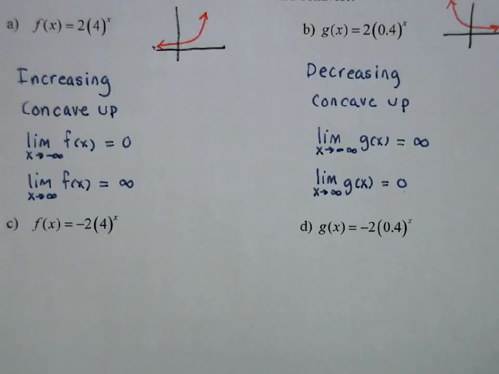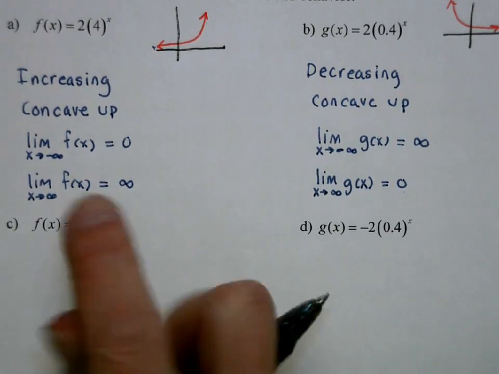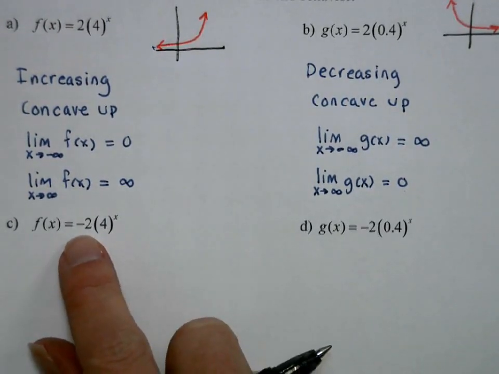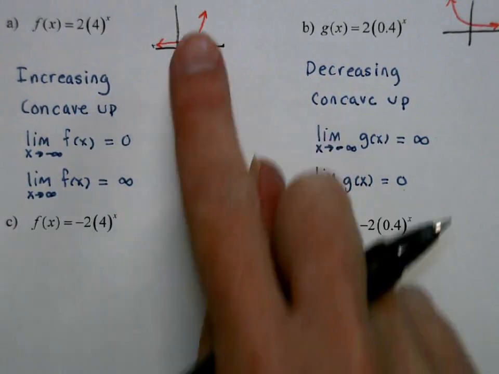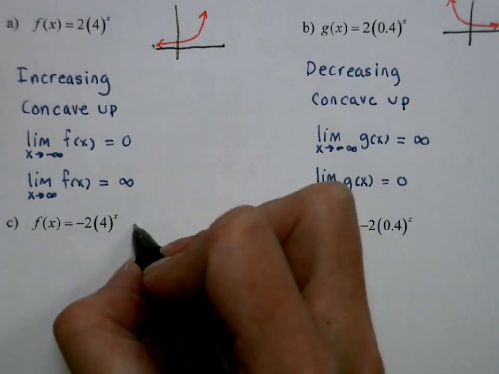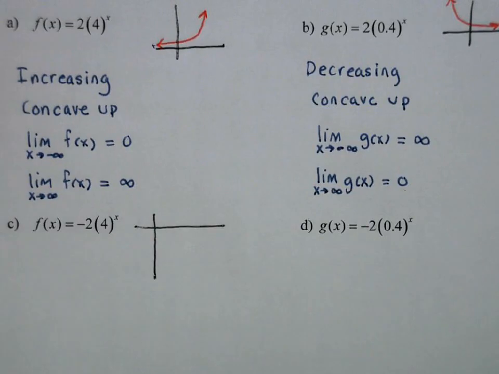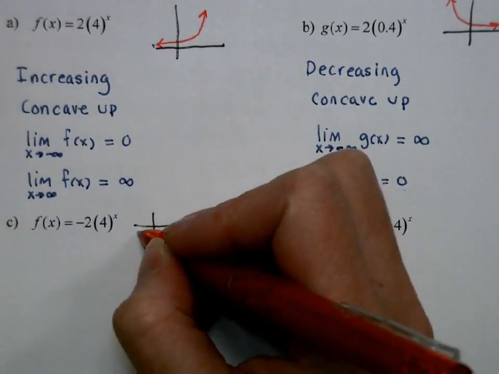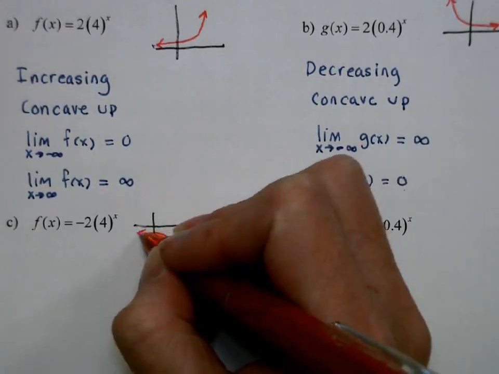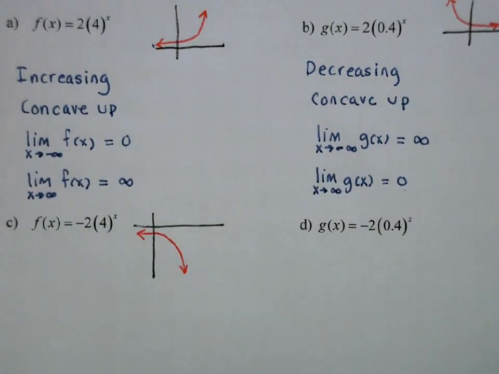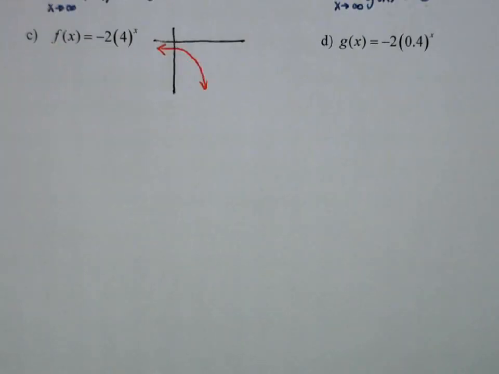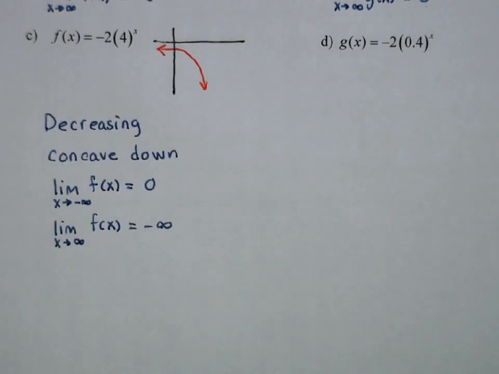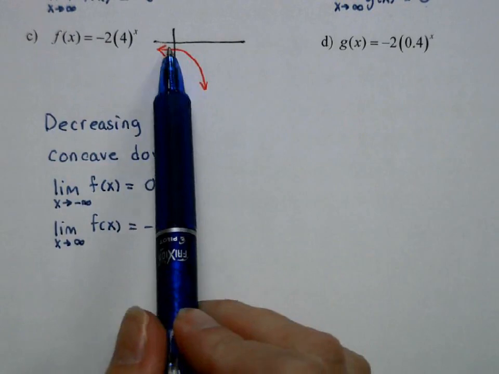The negative is going to affect the graph by reflecting this function over the x-axis. So the graph is an exponential growth, but then it gets flipped over. So from that graph, I can get all my characteristics. So from the graph, our graph is decreasing, concave down. As we go to negative infinity, the y value is approaching 0, and as we go to positive infinity, we're going to negative infinity.